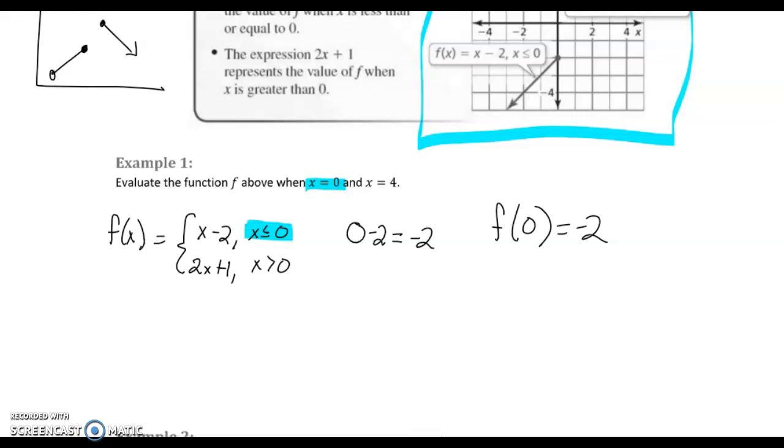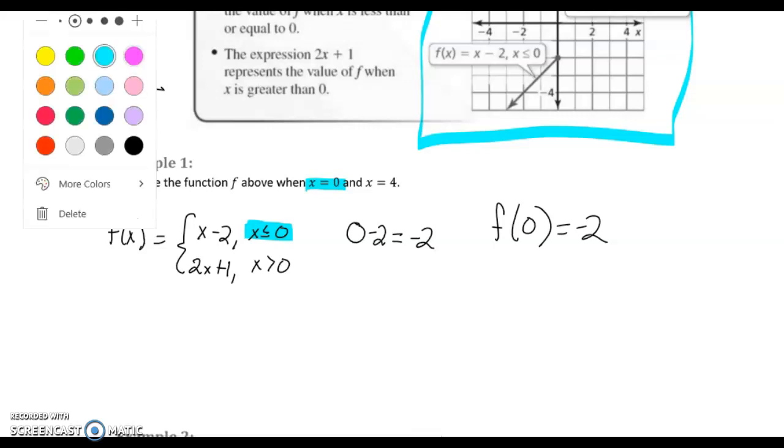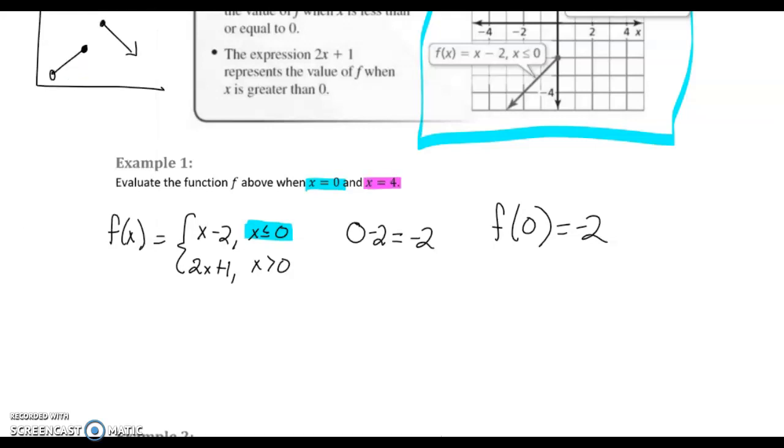Okay, and now if we look at when x equals 4, well, 4 is on this other piece. 4 is greater than 0. That's true. 4 is not less than or equal to 0. So 4 is greater than 0, and that tells me we use this equation. Plug in 4: 2 times 4 plus 1, we get 9. So if we write f of 4 equals 9, it means when we plug in 4 to the function f, we get an output of 9.